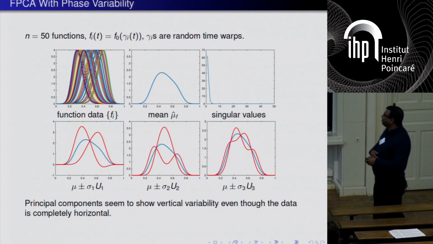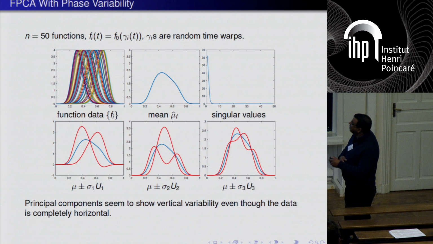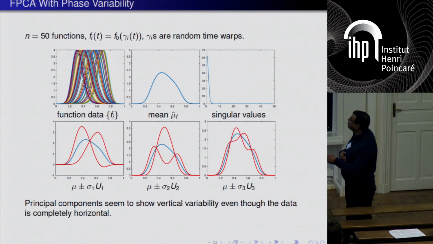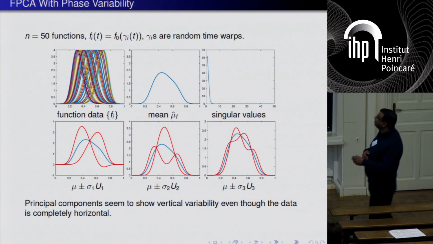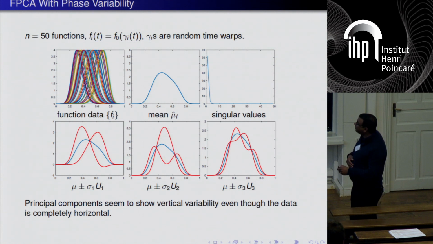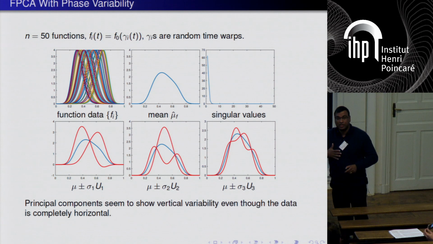Continuing this idea further, maybe I'm taking it a little too far, but I have a set of functions. They are all time warpings of each other, so they have exactly the same form, but the peaks are shifted. I compute their average, and this is what the average looks like. But if I look at the principal direction of variability, there is a mean, and one function is in the plus direction of the first principal component, the other in the negative direction. Going along the principal component, you are actually changing the heights.